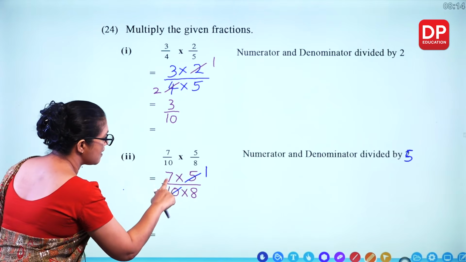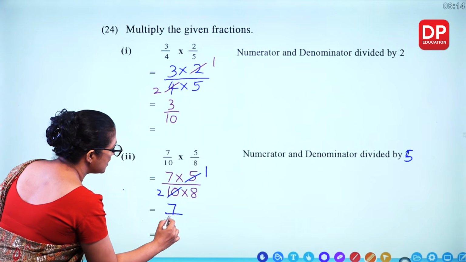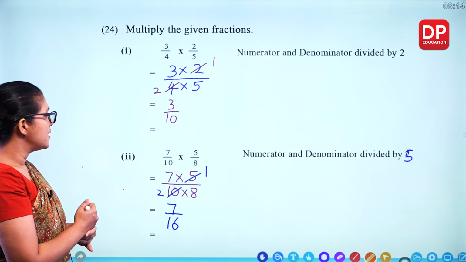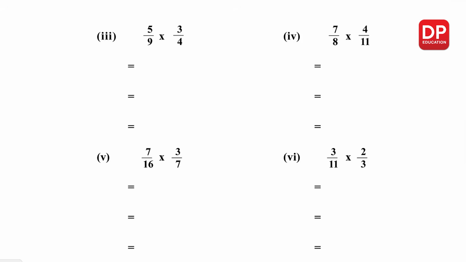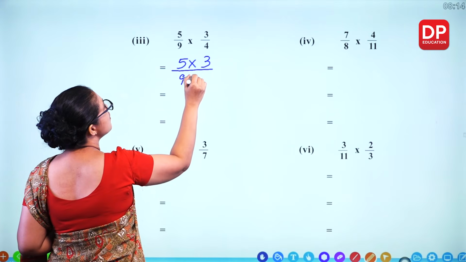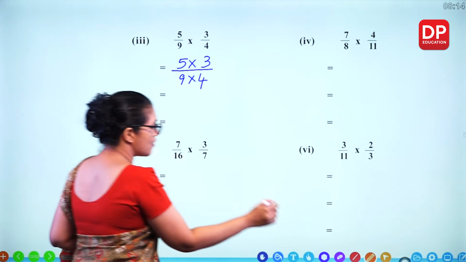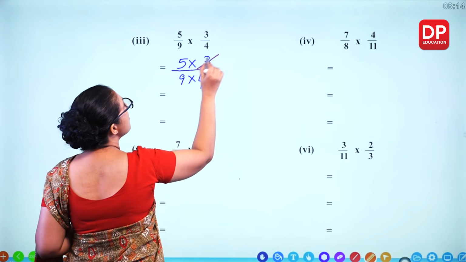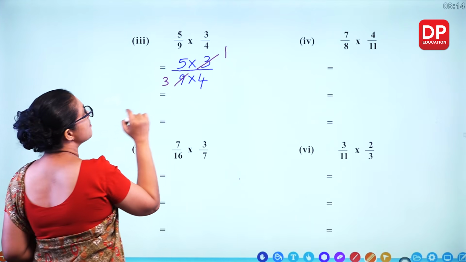So what's the answer? 7 times 1 is 7, 2 times 8, 16. So the answer is 7 over 16. Now do the multiplication. We just multiply the numerator separately, denominator separately, and see whether you can cross out the common factors. You can divide by 3. 1 and 3 here.